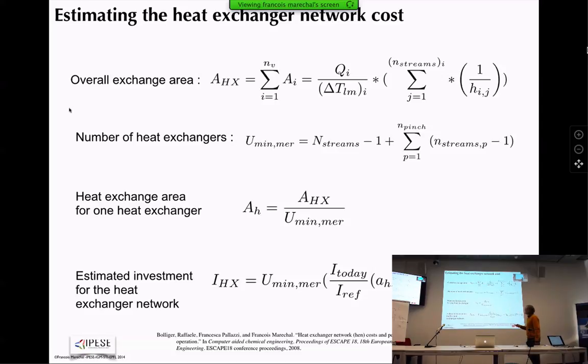And what I'm going to do now, if I have this, I'm going to calculate the estimation of the heat exchanger network cost by summing up the cost of each of the heat exchangers in the system, which will be multiplied by the number of heat exchangers. Okay, and this will give me an estimation of how much I will have to pay to realize the heat exchange in the system. Okay.